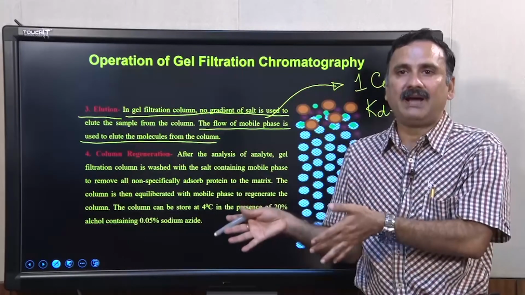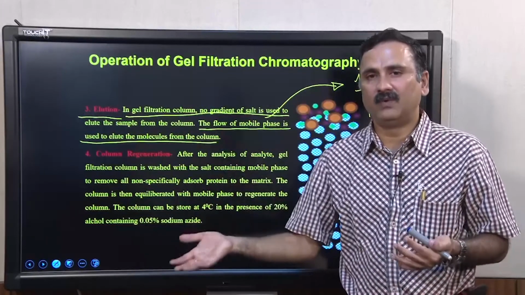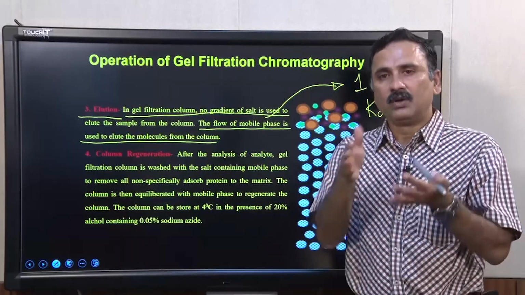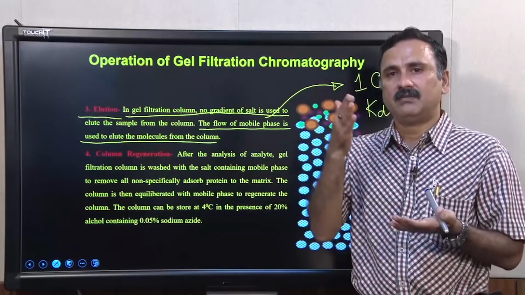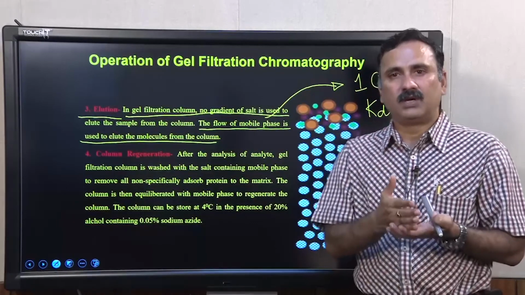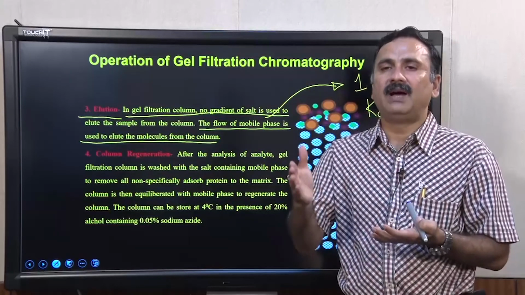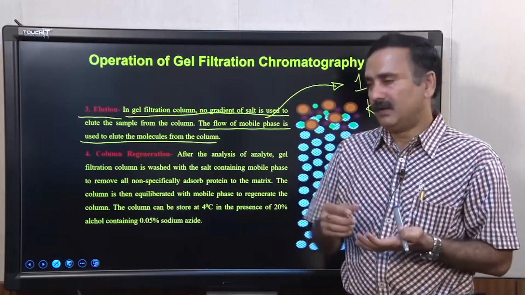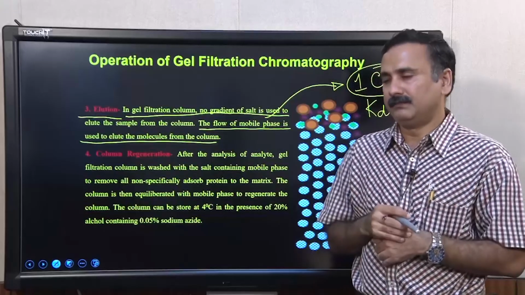You cannot have a Kd more than 1, because if you have a Kd of more than 1, then that molecule is going to be stuck to the column and will not elute. So, for standard molecules which are going to be separated by gel filtration chromatography, the Kd will not be more than 1. That is why one column volume is good enough to elute the molecules from the column.